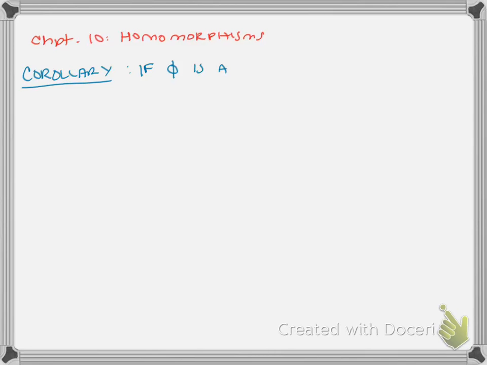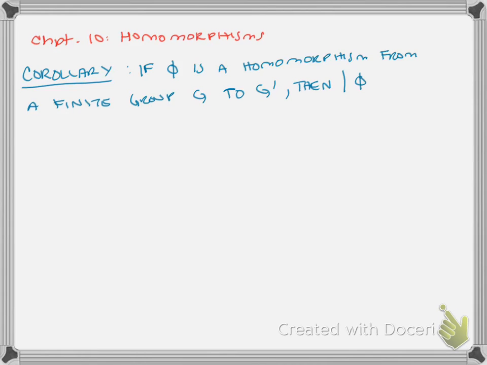If phi is a homomorphism from a finite group, let's say G to G prime, then the order of phi of G divides the order of G and the order of G prime. You could try to prove that, it shouldn't be too hard.